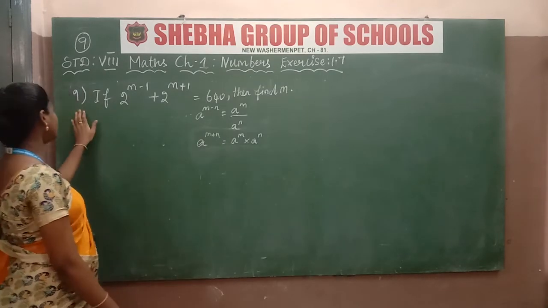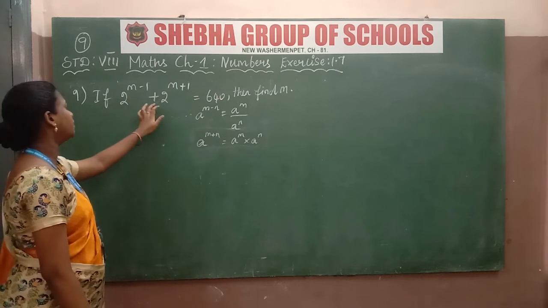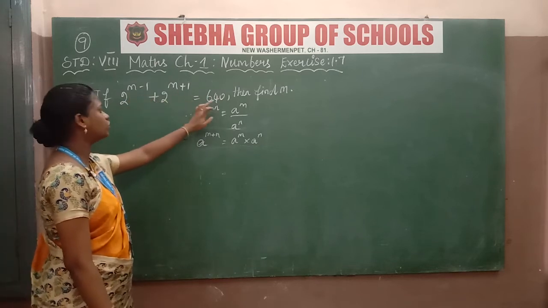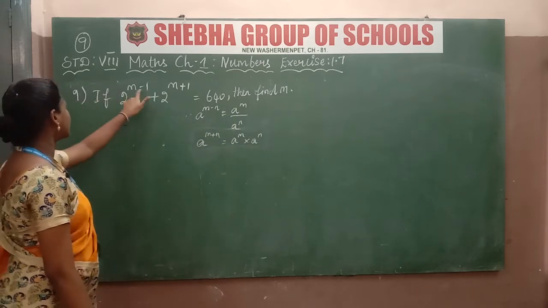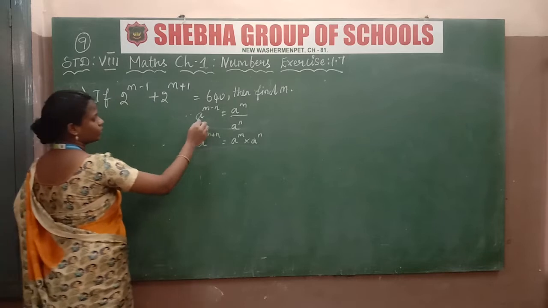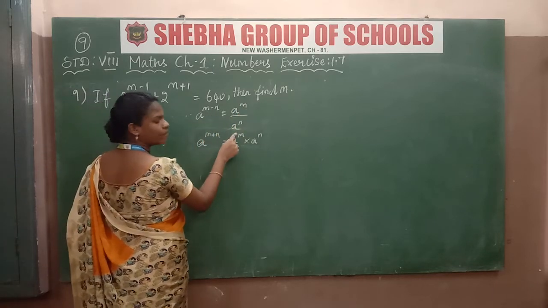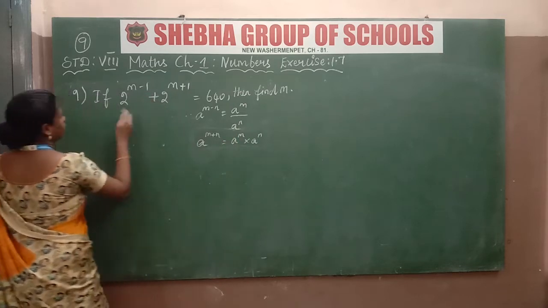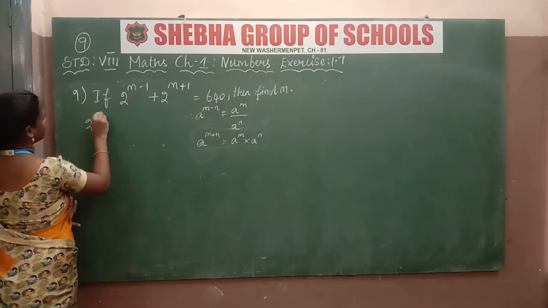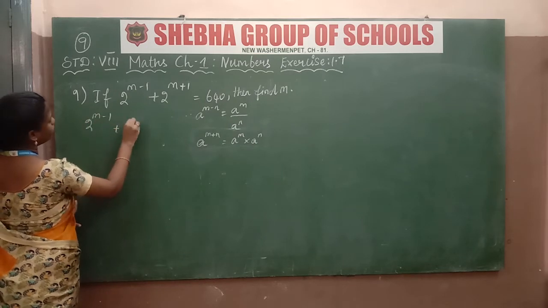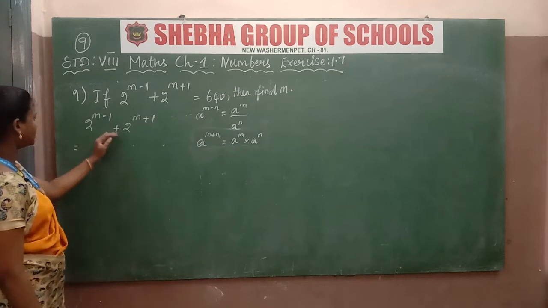So next ninth sum is if 2 power m minus 1 plus 2 power m plus 1 is equal to 640, then find the value of m. Okay, then 2 power m minus 1. So one of the conditions is that a power m minus n is equal to a power m divided by a power n. Let's assume that condition. So we write 2 power m minus 1 plus 2 power m plus 1. So we have to write this format.